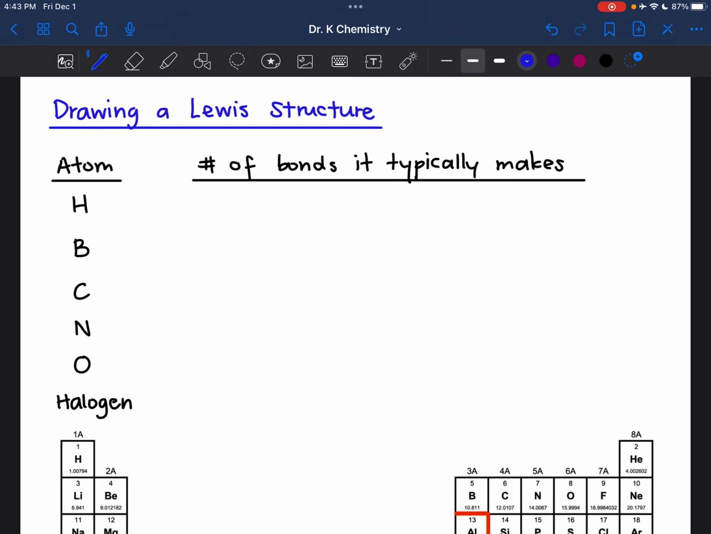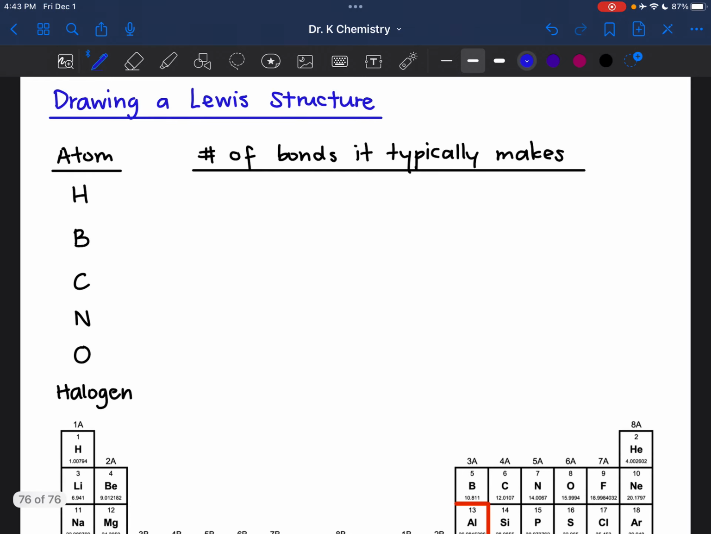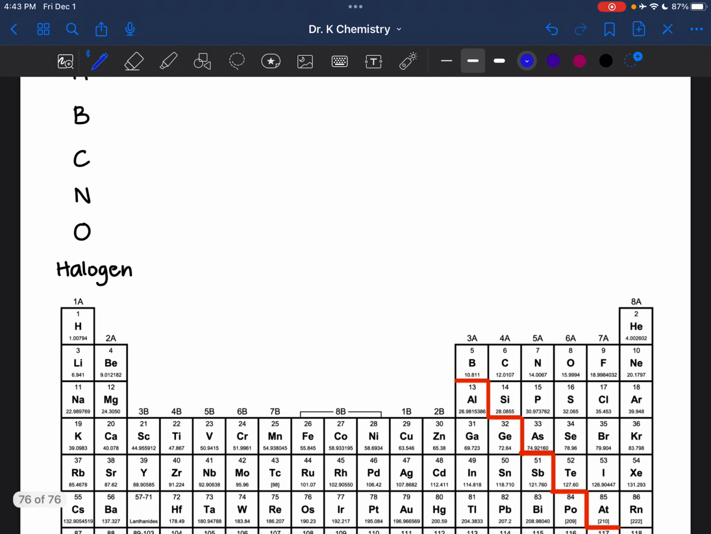Keep in mind that hydrogen is one of the exceptions to the rule. It does not need to have 8 electrons, it only wants 2 electrons. Because hydrogen has 1 electron, and if it gains another one, it's going to have the same electron configuration as helium, and that will make it very stable and happy. So hydrogen wants to have 2 electrons total.